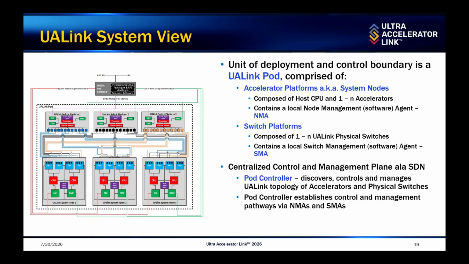So you have a UALink pod. It's got a bunch of accelerators, up to 1024, and each of the accelerators, or one or more of the accelerators, sits on what is referred to as the system node. And then you have a switch platform, similarly, one or more UALink physical switches. So those are the two platform types. And then you put all this together into a pod, and it needs to be controlled and managed. And that's done through a pod controller.